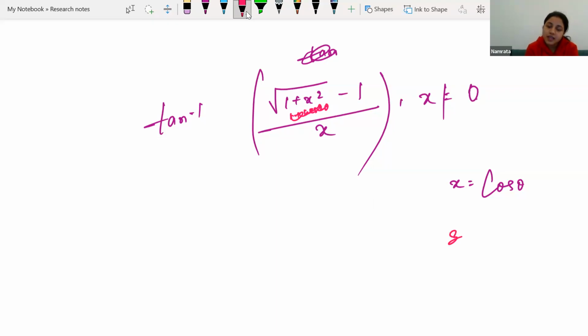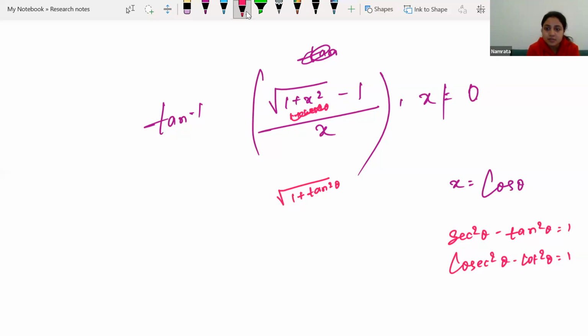The other two identities we have are sec square theta minus tan square theta is equal to 1, and cosec square theta minus cot square theta is equal to 1. If we try the other identity here, take x as tan theta, then 1 plus tan square theta becomes sec square theta, so sec theta will come out, and in the numerator we will have sec theta minus 1 by x, with x taken as tan theta.